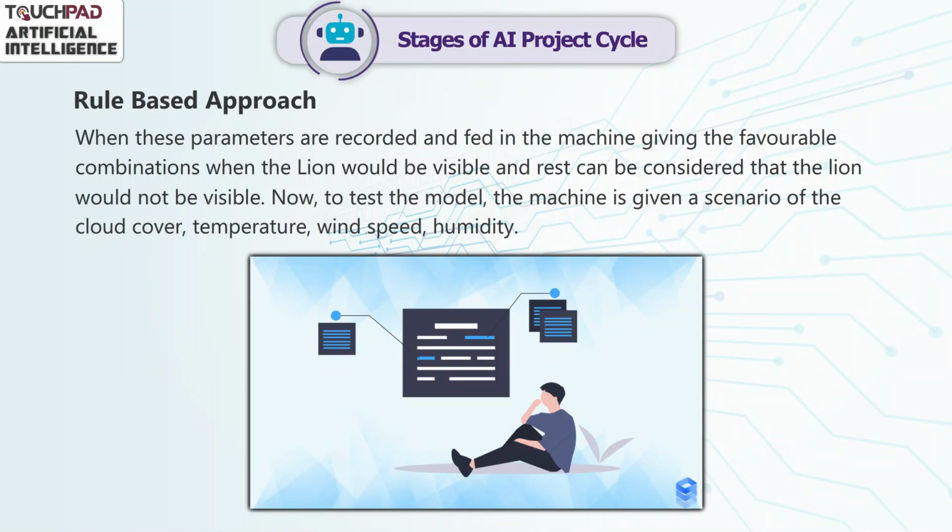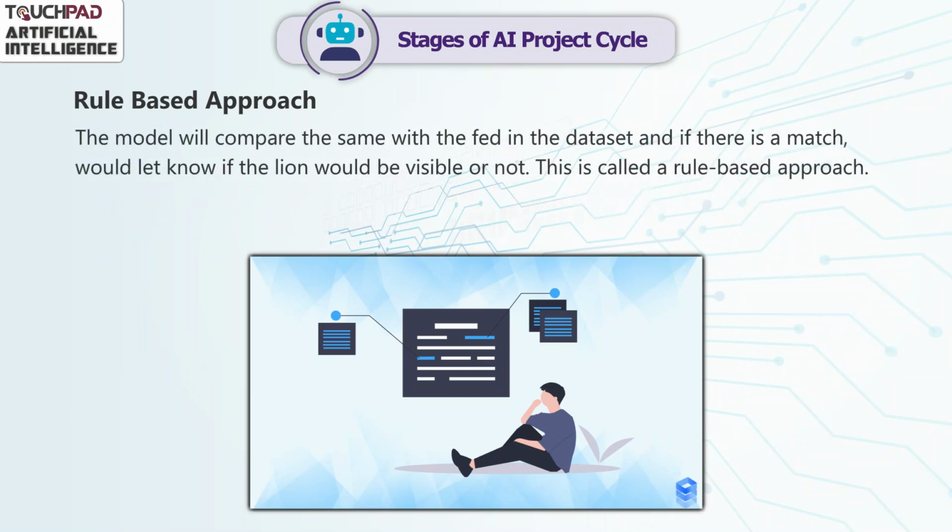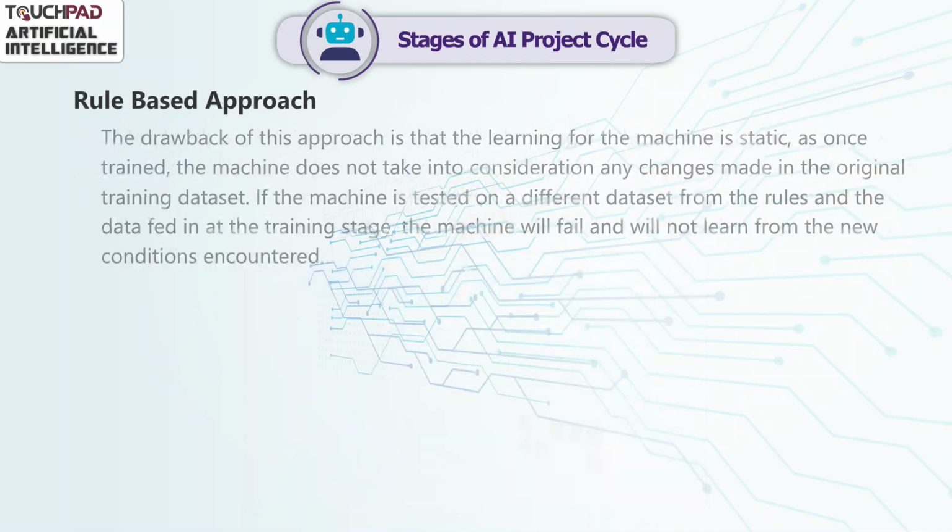Now, to test the model, the machine is given a scenario of the cloud cover, temperature, wind speed, humidity. The model will compare the same with the fed in data set, and if there is a match, would let know if the lion would be visible or not. This is called a rule-based approach.